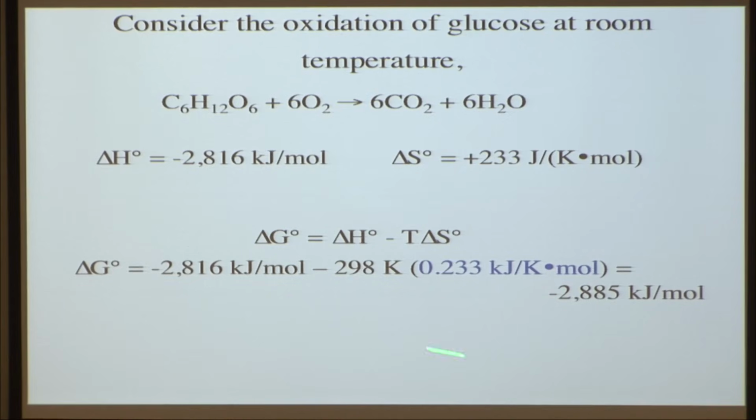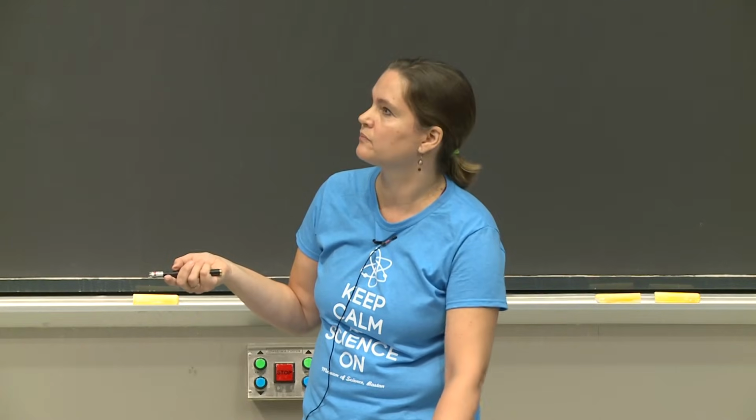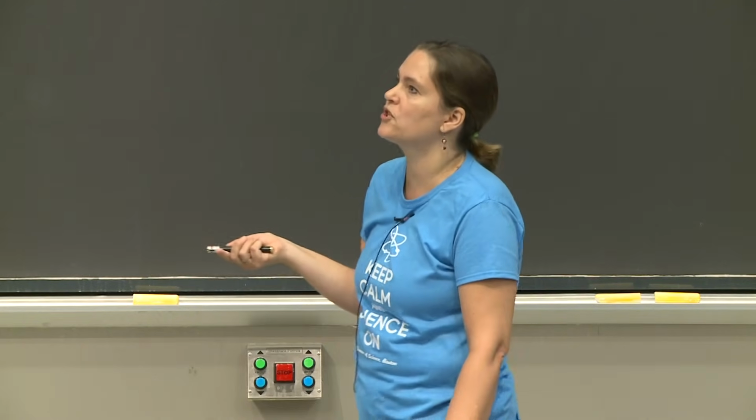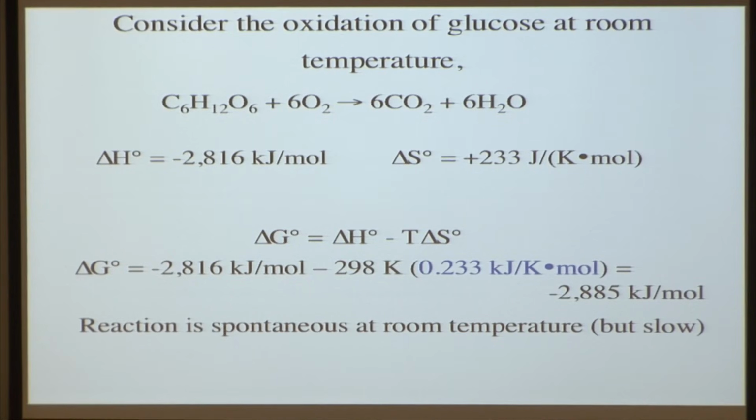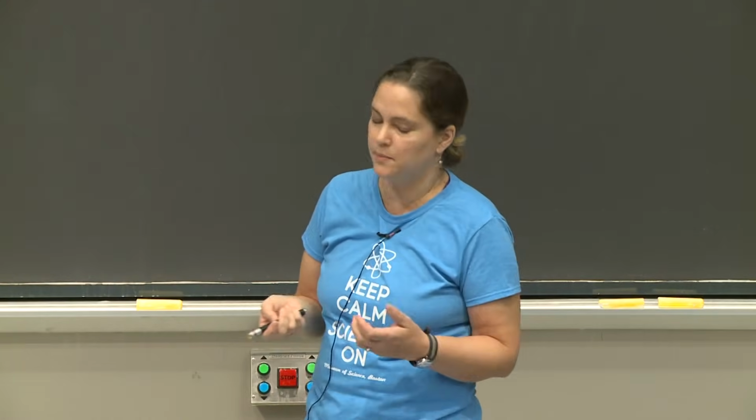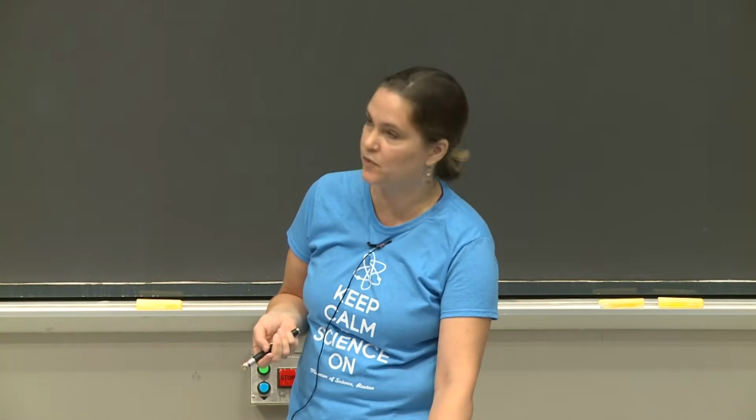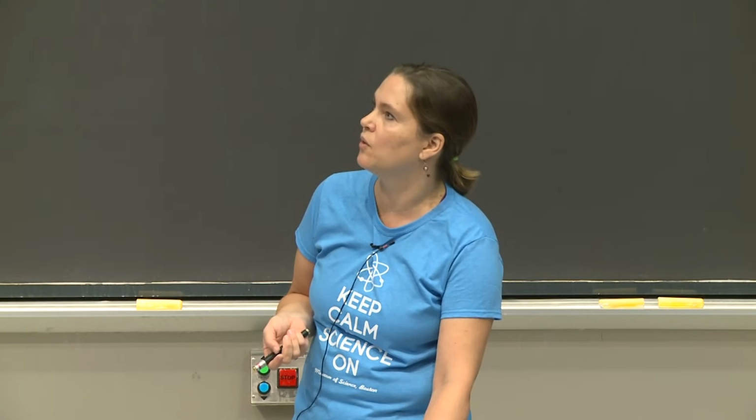And so now we see that it has a very negative delta G naught here, minus 2,885 kilojoules per mole at room temperature. So at room temperature, this reaction is spontaneous but slow. We saw that with the candies that had glucose in it. We opened them up and no water or CO2 were obviously being liberated in this reaction because it is slow.